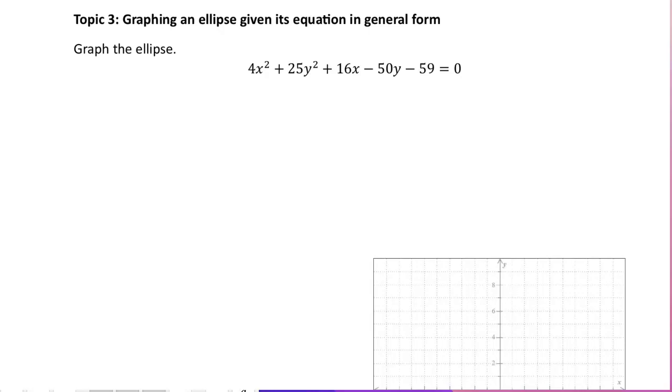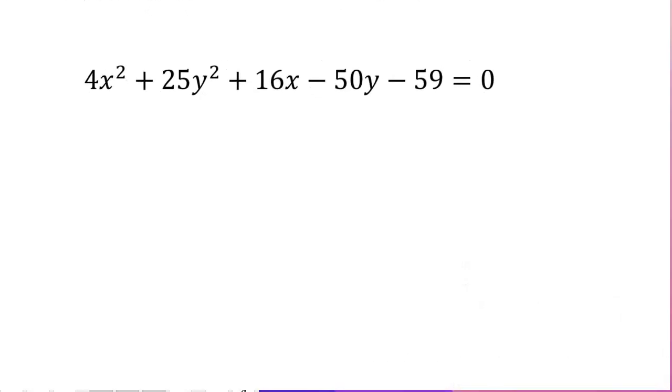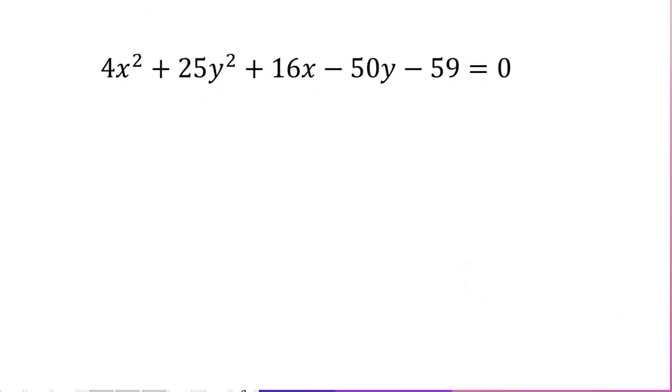Right, this is topic number 3, and we can see the equations are getting a little more complicated each time. So it's a mess right here. What we're going to have to do is complete some squares to get this in a standard form of an ellipse, okay? So here we start.